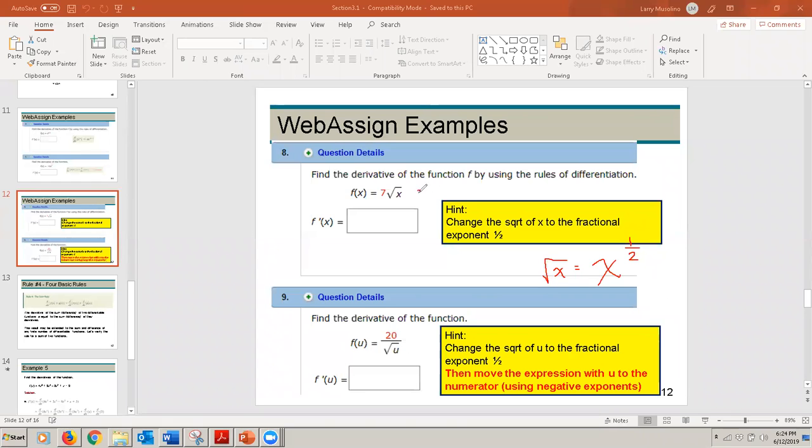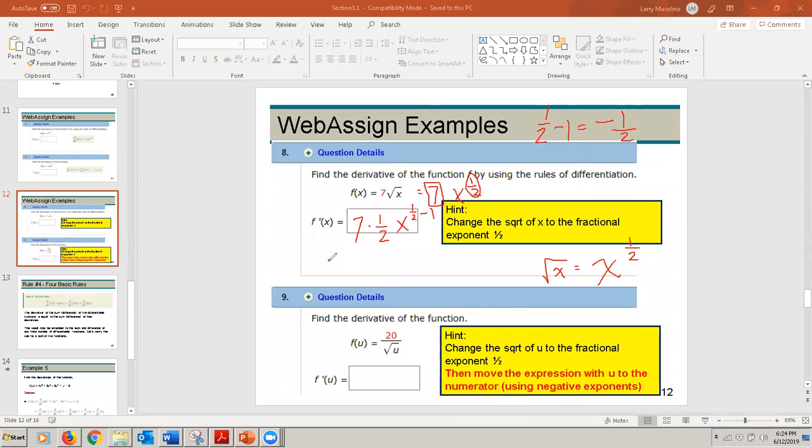So let me do that. I'm going to change this to be 7 x to the 1/2. Now let me take the derivative. Well, this 7 is just a constant in front, so I'm just going to bring that with me. Now let me take the derivative of x to the 1/2. The power rule says bring the 1/2 down in front as a multiplier, and then subtract 1 from the exponent. So that's going to be 1/2 subtract 1. But 1/2 subtract 1 turns out to be negative 1/2.